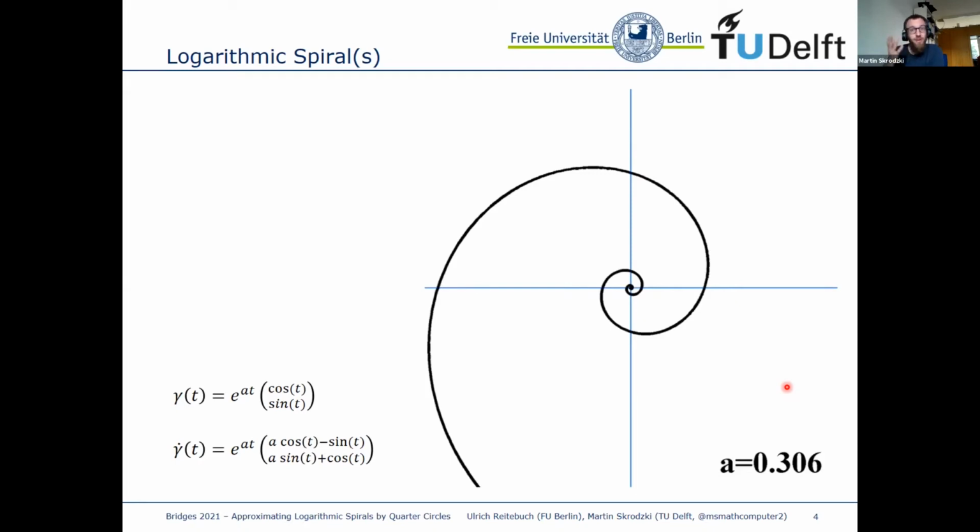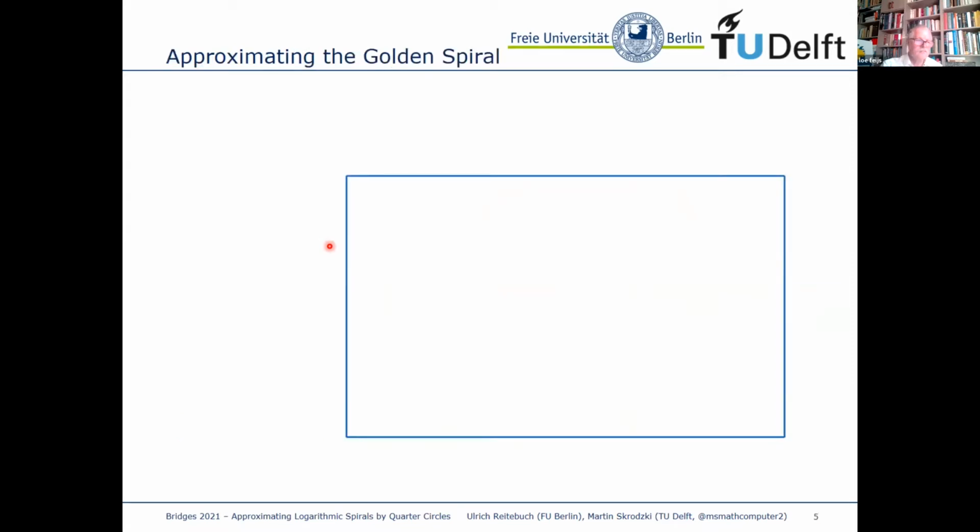Why is it the golden spiral? Well, it uses the golden ratio. There is a very well-known approximation of this golden spiral using the golden ratio. And let me remind you all on how this approximation comes about. So you start with your favorite golden rectangle, and a golden rectangle has this one property that you can split it into a square, and the leftover will be another golden rectangle just scaled down.